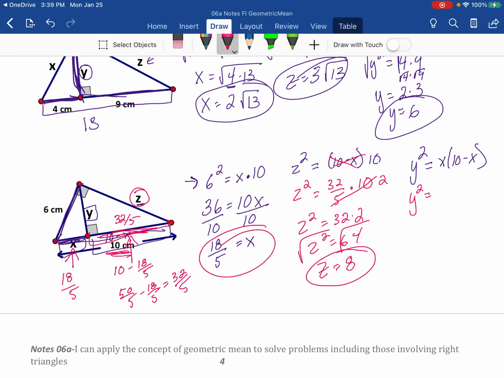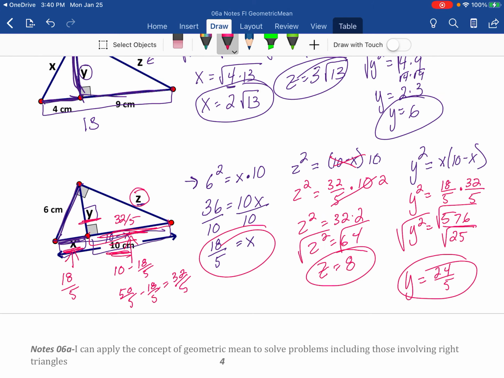Then y squared. So my altitude is equal to part times part. So that was going to be 18 fifths times 32 fifths. Okay. I multiply across. Y squared is equal to, since they're not perfect squares, I am going to multiply them out. It is 576 over 25. I take the square root. You can take the square root of each part. And so y is going to be equal to 24 fifths, and that's your other answer.